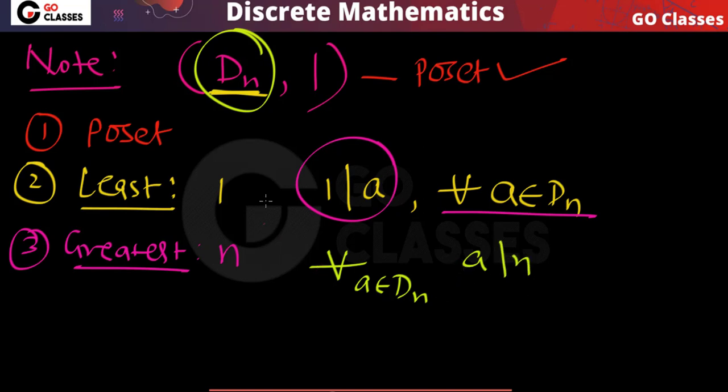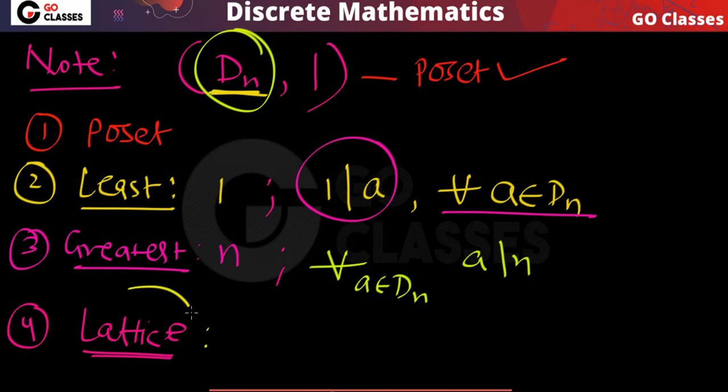So this is the definition of greatest element. So I can say that n is the greatest element. And another thing is that this is a lattice. Yes, this is a poset. This is a lattice. Why is this a lattice? Because for every two elements we have GLB and LUB. Okay, this is a lattice.